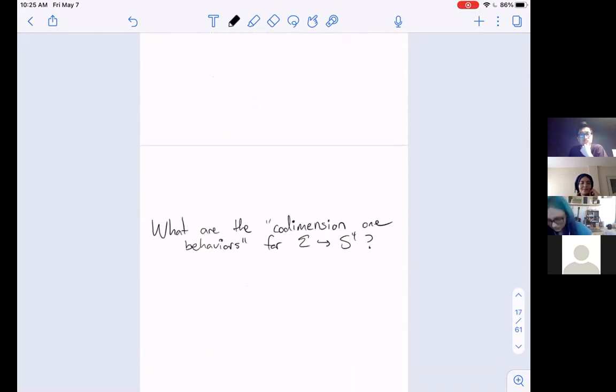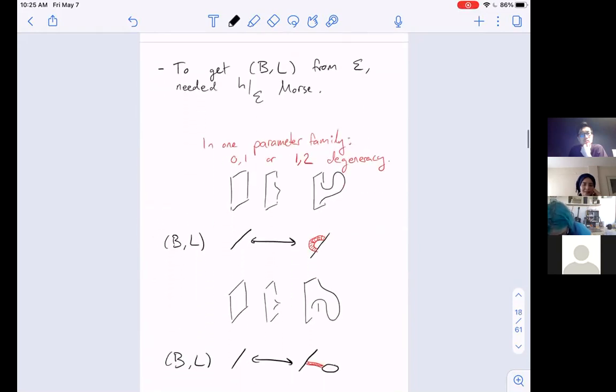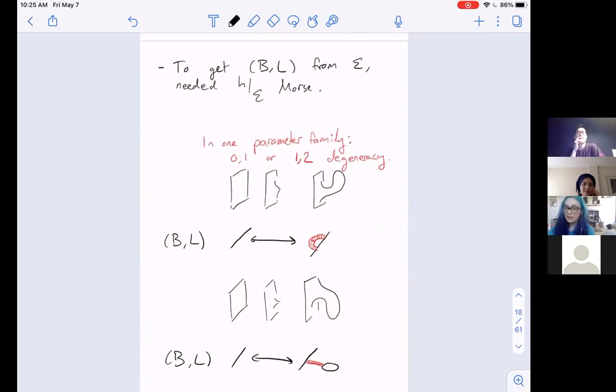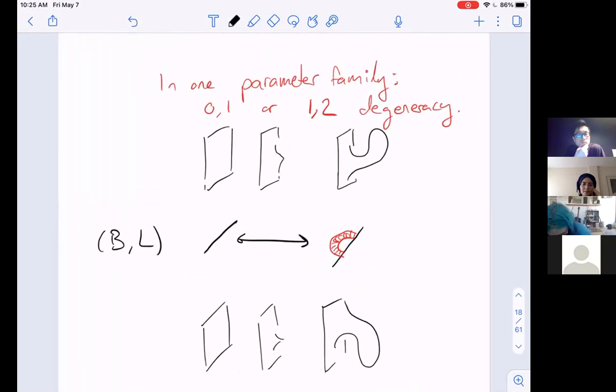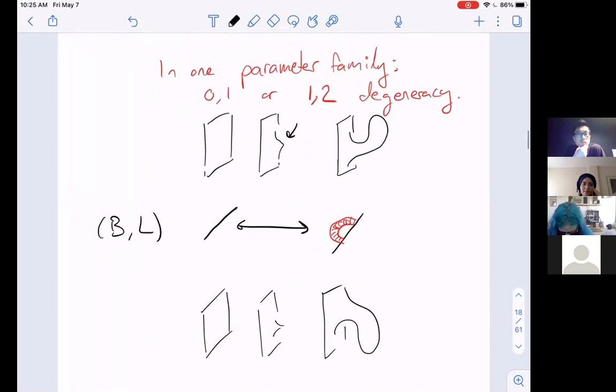Okay, so what are the codimension 1 behaviors in dimension 4? Well, I did need my surface to be Morse. I just said, take it to be Morse, and generically I can, but in a 1 parameter family, I can't. And if my surface didn't start off as Morse, I would have had to make a choice on how to make it Morse. The bad thing that can happen is that I have a degeneracy, where it's the start or end of a birth of a 0-1 or 1-2 pair of canceling critical points.